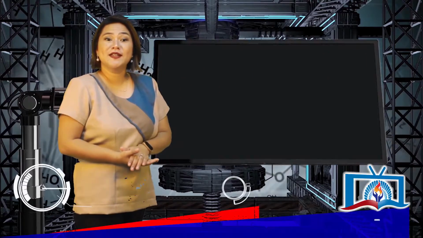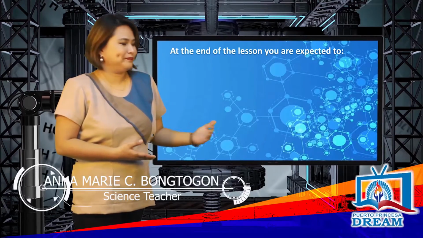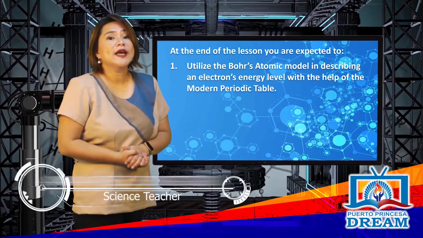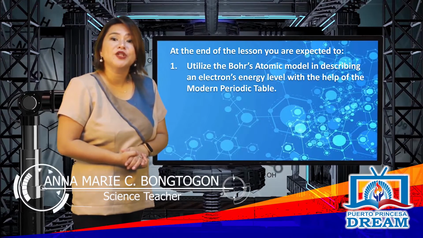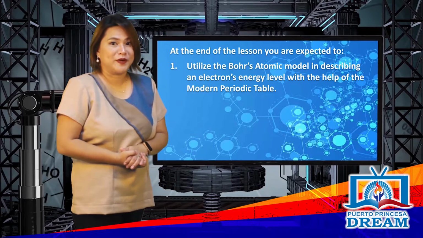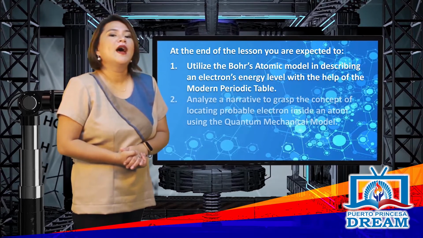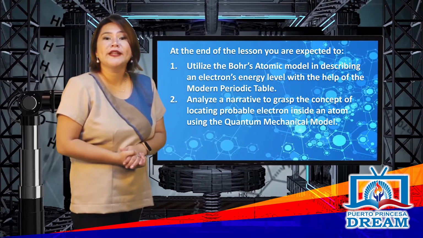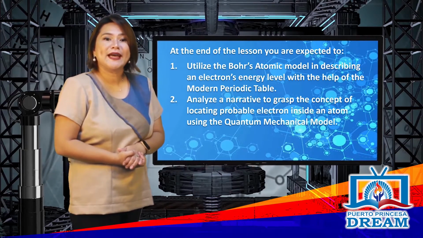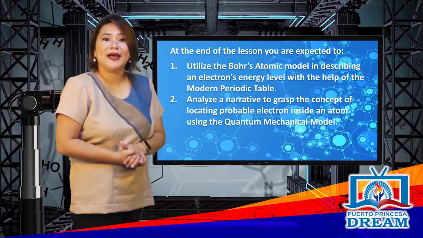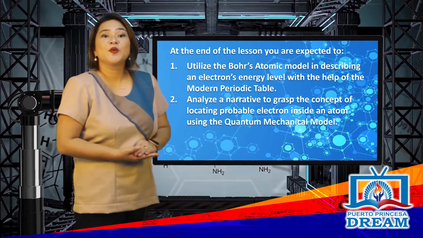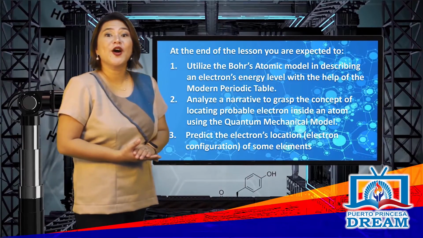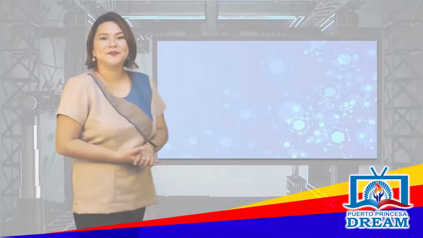At the end of the lesson, you are expected to utilize Bohr's atomic model in describing an electron's energy level with the help of the modern periodic table. Analyze a narrative to grasp the concept of locating probable electron inside an atom using the quantum mechanical model. Predict the electron's location or the electron configuration of some elements.